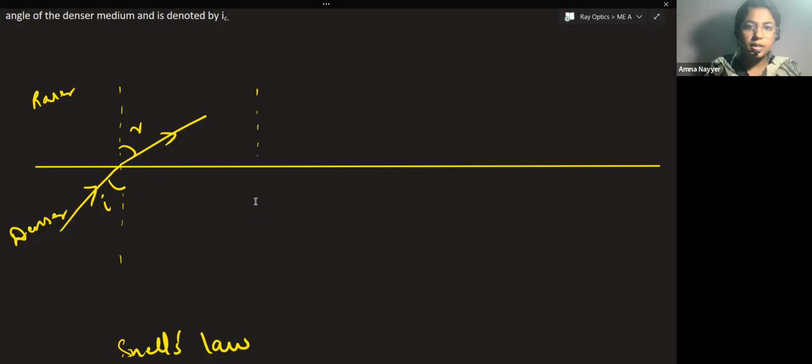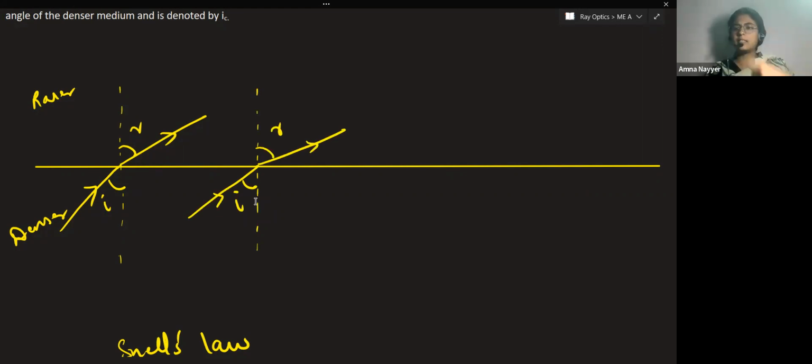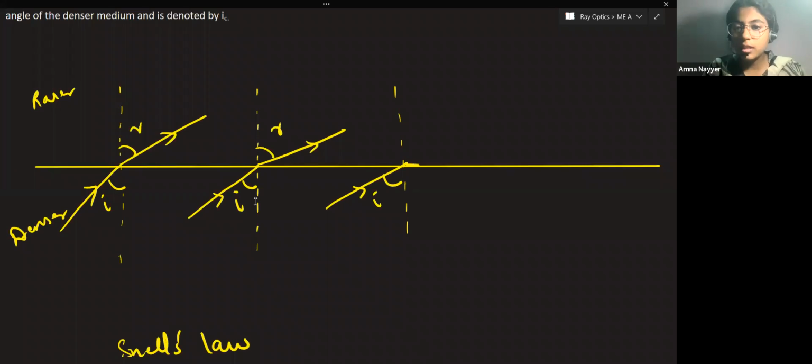Now, somehow I am increasing this angle of incidence. As this angle of incidence is increased, the angle of refraction will also increase simultaneously. Now I have increased this angle of incidence a little more. But where will the angle of refraction go now? Where will the refracted ray move? So it grazes over like this and the angle becomes 90 degrees.